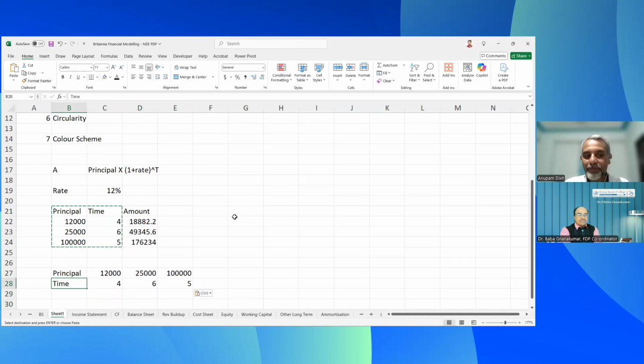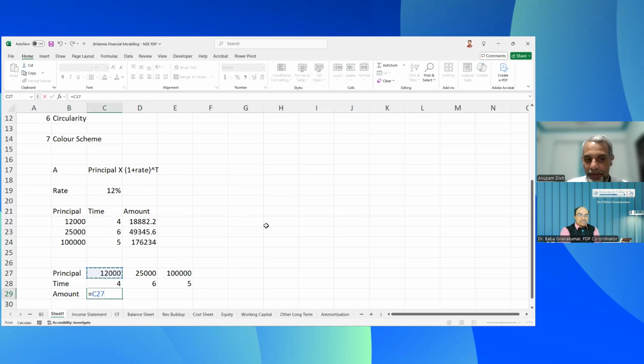So now I have principal in a row, time in a row, and then I am calculating the amount here, right? Now, what is going to change? My formula here is this principal value 12,000 multiplied by bracket open 1 plus the rate of interest 12%, which is there in the cell C19, and we go to the power 4, right?